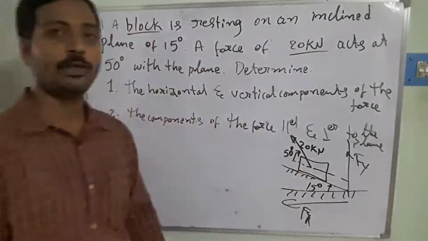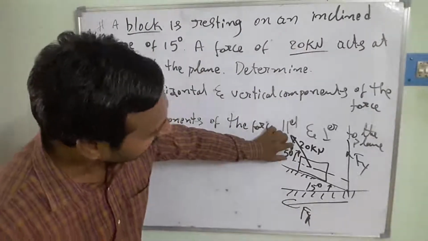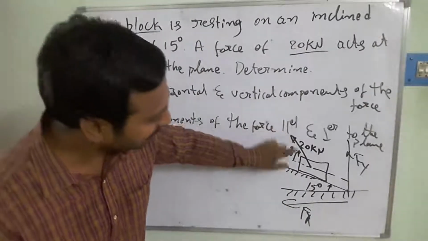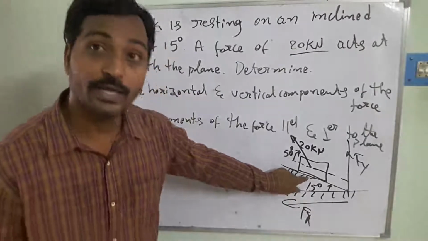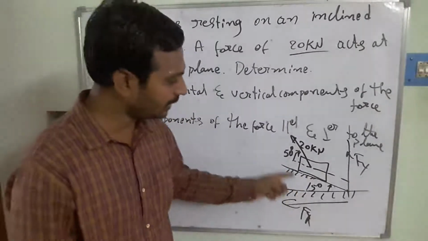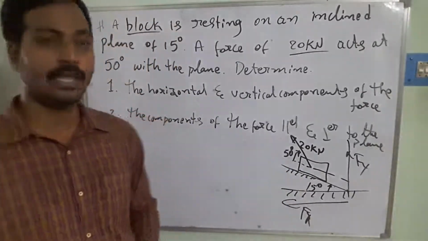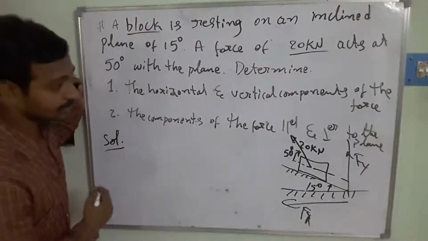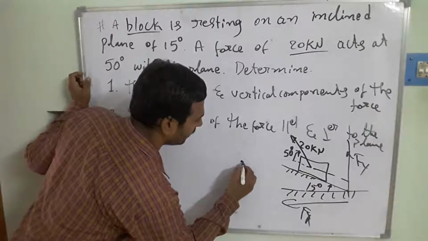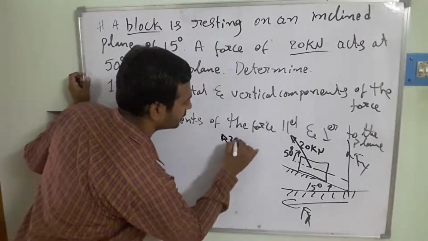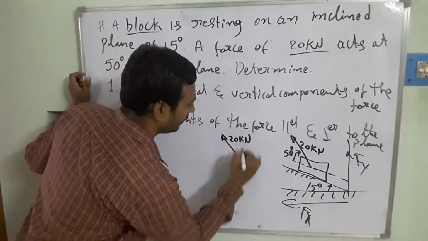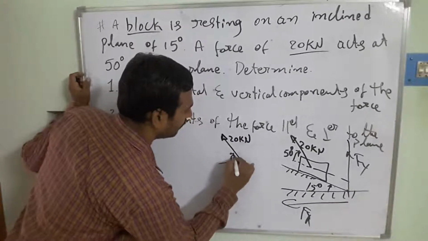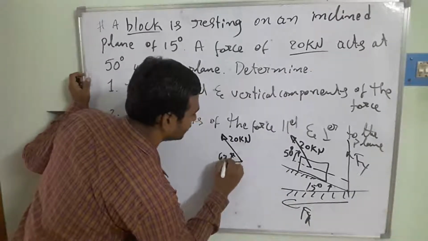Because it is making 50 degrees with the inclined plane, and at the same time the inclined plane is making 15 degrees with the horizontal, in total it is going to be 65 degrees that we are going to get. So if I take this 20 kilonewtons, it is making 65 degrees with the complete horizontal plane.